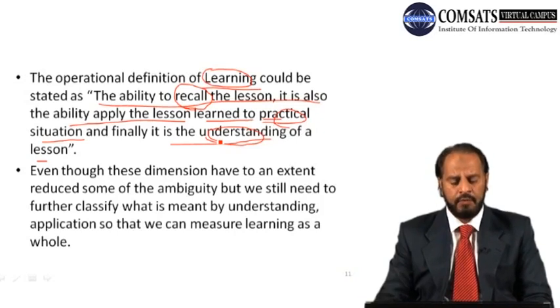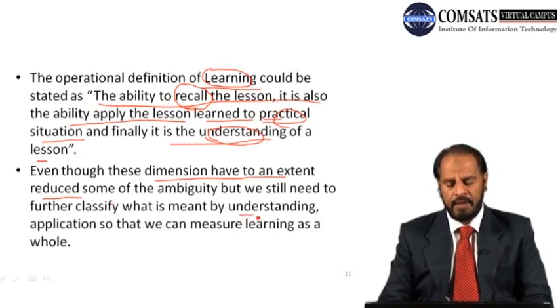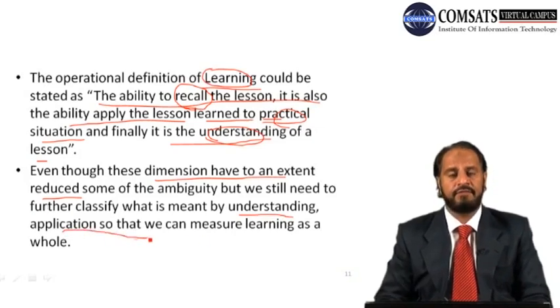So even though with these dimensions we have reduced some of the ambiguity, we will find that some of them need further elaboration. Let's say that when we say understanding, what do we mean by understanding? Sometimes we need to further elaborate and say what we mean by understanding. Again, understanding might be something arbitrary, which is not very clear.